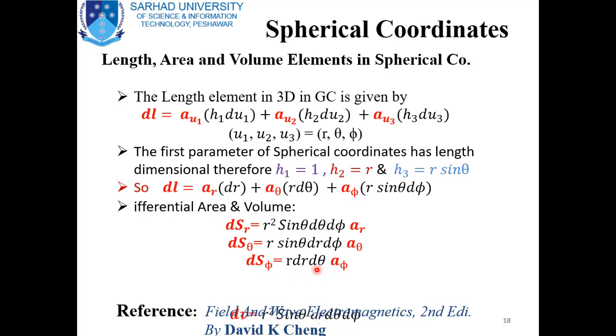The volume of the spherical system can be obtained by multiplying three vectors in such an operation that the resultant will give us a scalar quantity, and that multiplication is known as the scalar triple product. We have studied it in detail. So the volume element of the spherical symmetry is equal to r square sin theta dr d theta d phi.